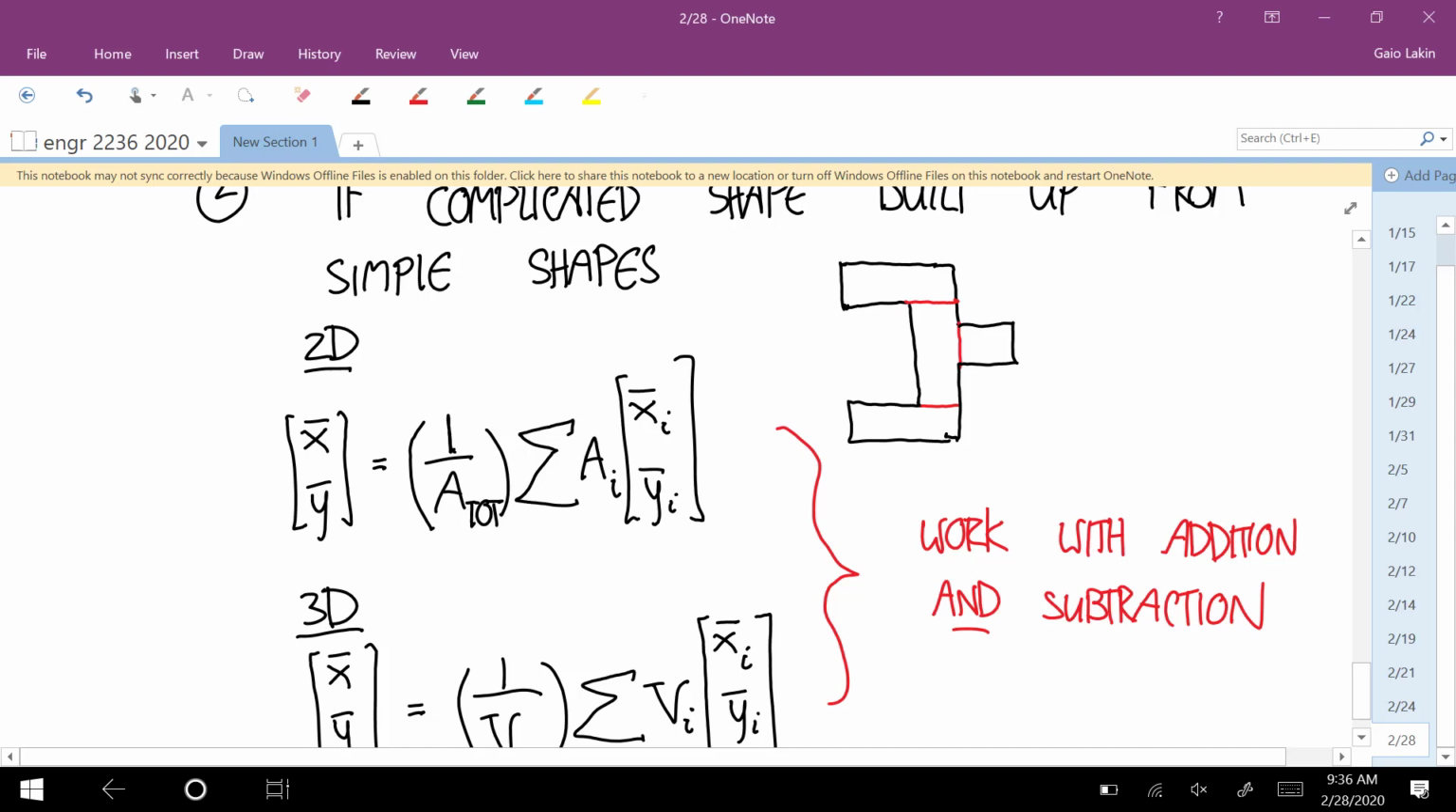Okay. And so in that case, for this little shape, you do its area times the centroid of that shape. For the big one, you do the centroid of this big rectangle times its area. And then for this one, you'd say minus the area of what you're removing times the centroid of the thing you're removing. Okay, we'll do an example like that.